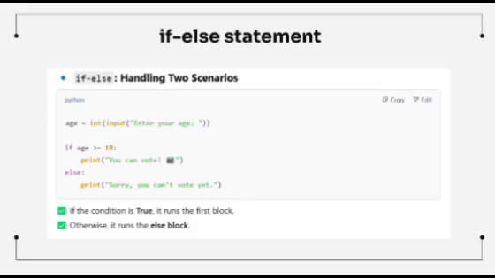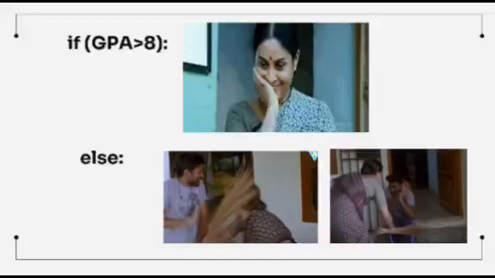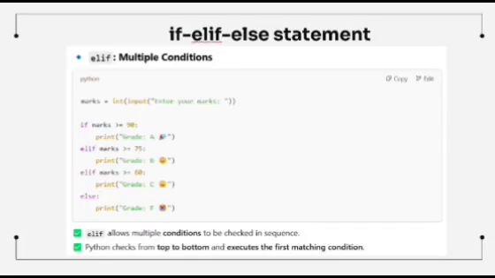Next, if GPA is greater than 8, your mom's eyes will be filled with happiness, or else she will beat you with a broom. If elif else statement. Next, multiple statements, multiple conditions.